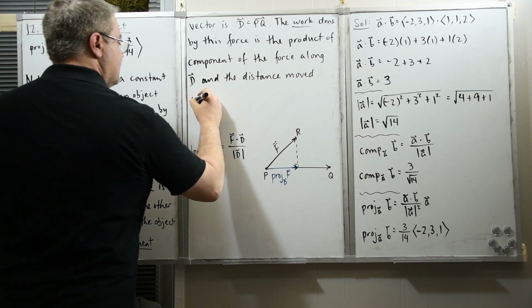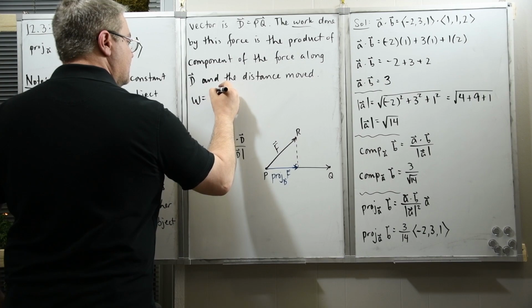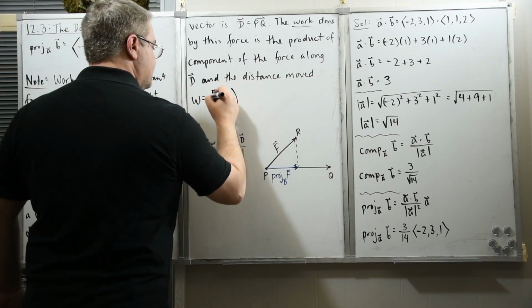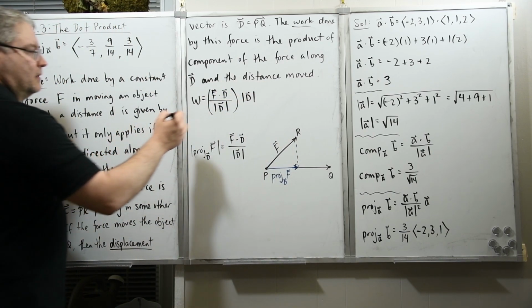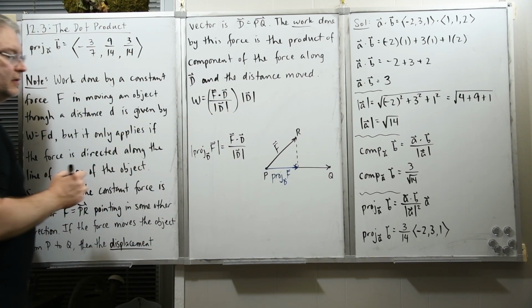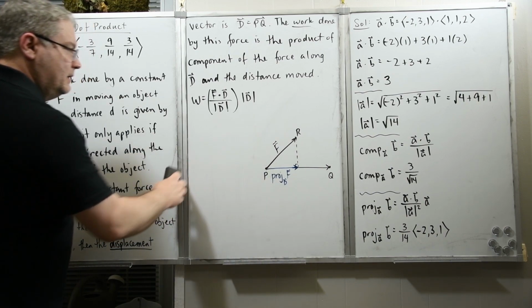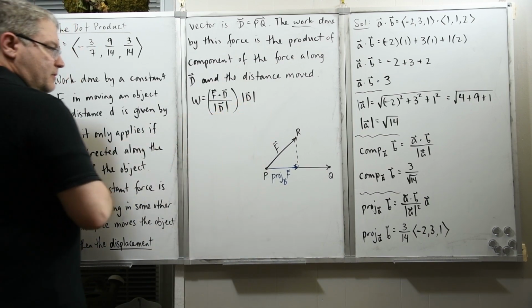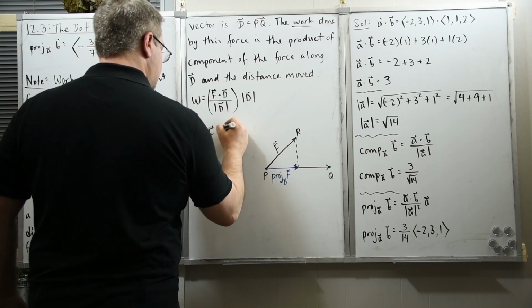Well, that means that work is going to be this times distance moved. Well, distance moved is the magnitude of D. Now you may notice that the magnitude of D here and the magnitude of D here will reduce out, which means you get W is equal to F dot D.